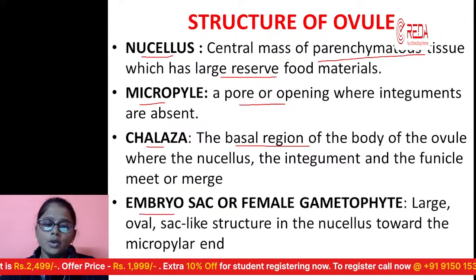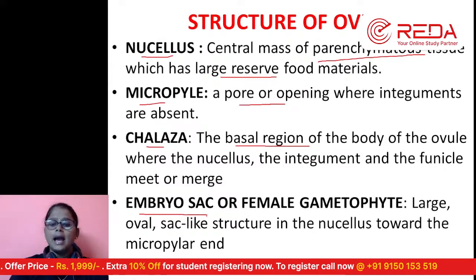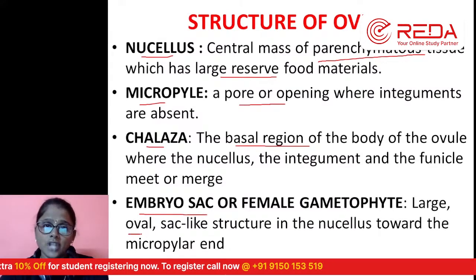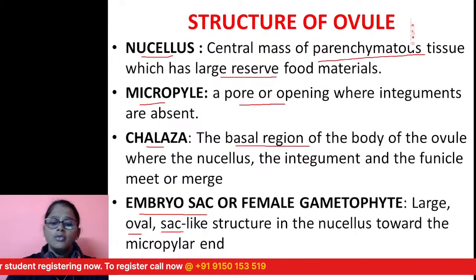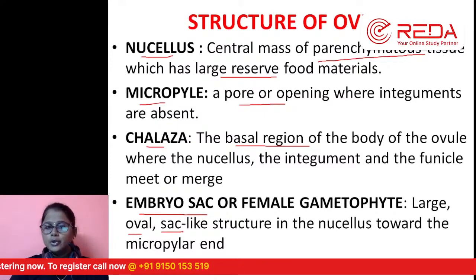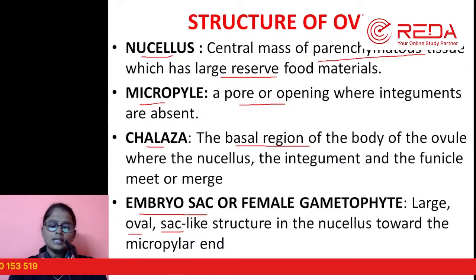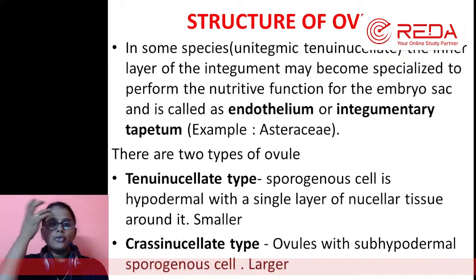And the embryo sac or the female gametophyte. So this embryo sac is actually an oval shaped sac like structure which is present in the nucellus, and that is going to participate in the fusion of gametes. So this is about the structure of ovule.